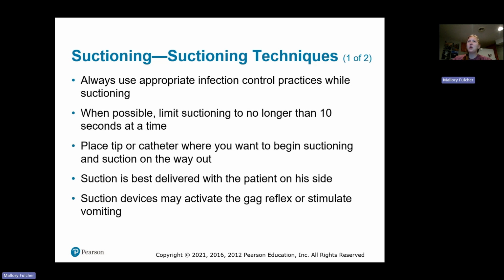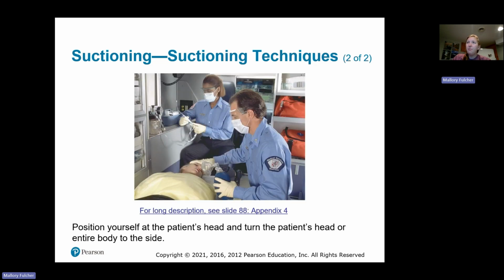We don't want to suction any longer than 10 seconds. Most of the time when we suction, we're going to go in and then suction on our way out. There are some other devices out there, some different styled tips that will allow you to suction on the way in and on the way out. It just, again, depends on your equipment. So this tip here is the Yankauer tip. Decanter is the other one.